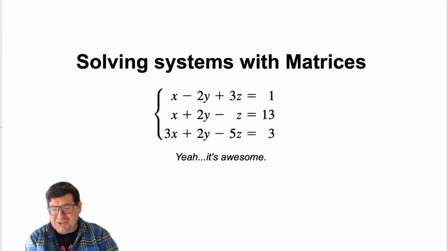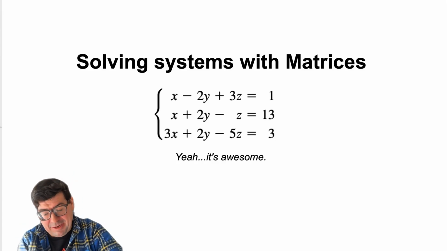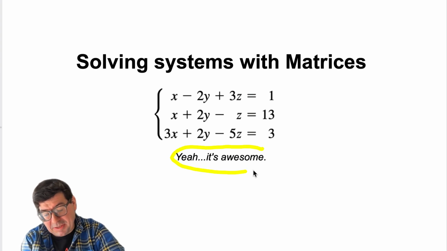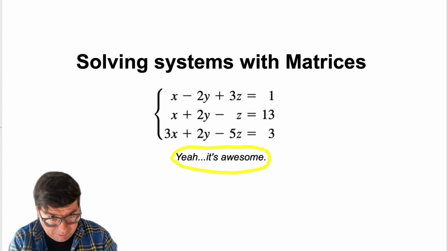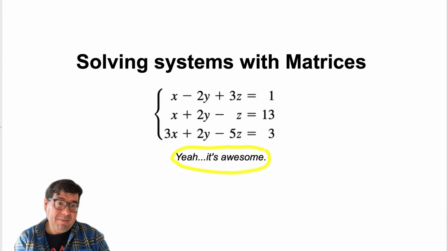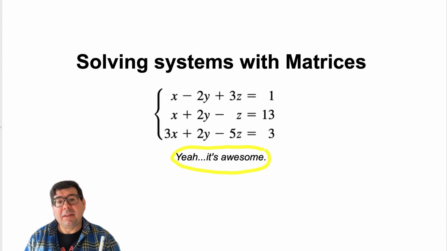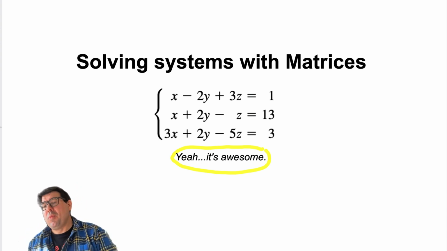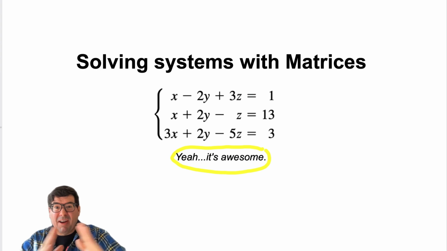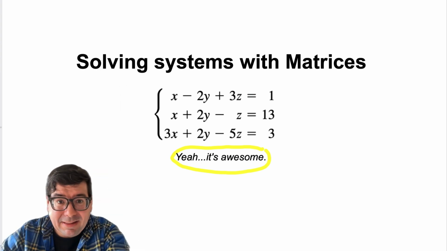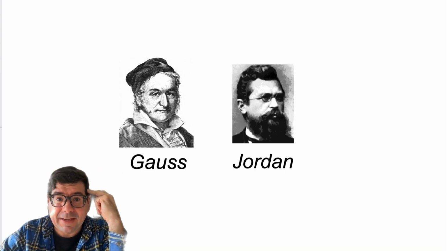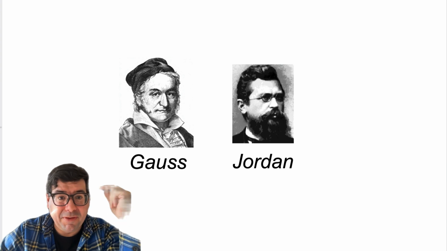Hello, welcome. Did you know that you can use a matrix to solve any linear system? Yeah, it's pretty amazing. And that's what we're going to do in this video. We're going to take this linear system and use Gauss-Jordan elimination to find the values of x, y, and z. And it works for everything, right? Any linear system. So thanks Gauss and thanks Jordan for this algorithm.